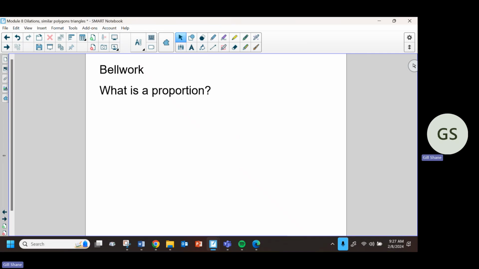Dilations are going to be on the exit ticket and on the community. And then what we do today is the biggest part of it. All right, so I don't care if you write it down or not, but I want you to think about what a proportion is. If you cook, you should know what a proportion is. So think about that for a minute.